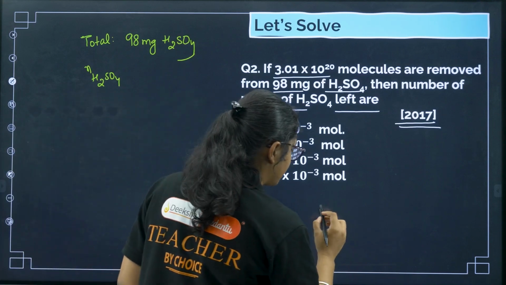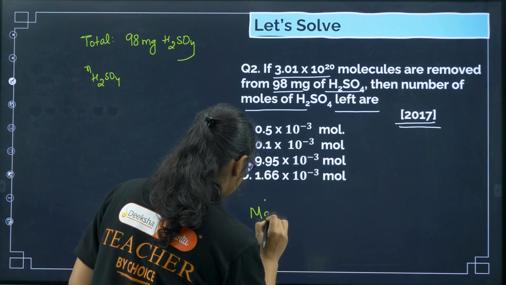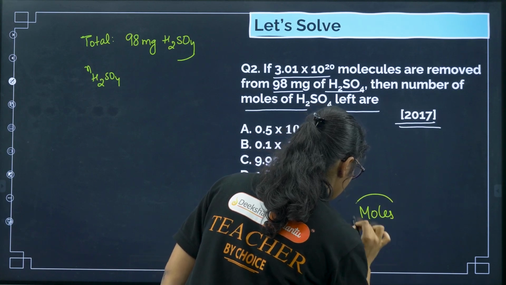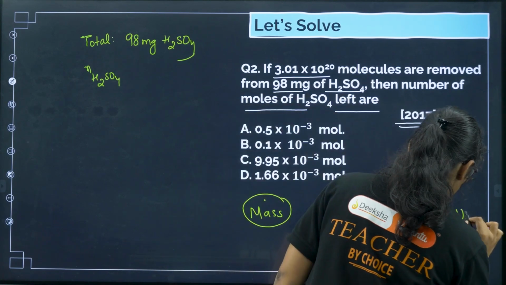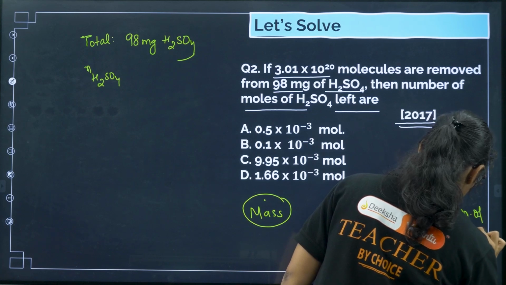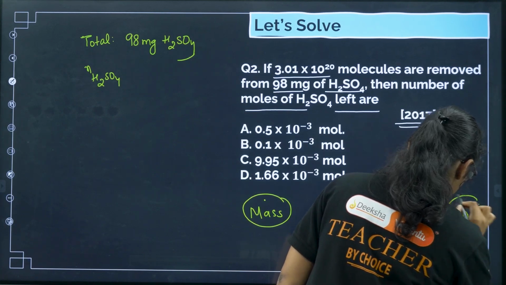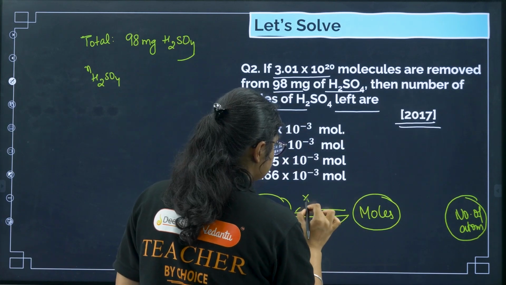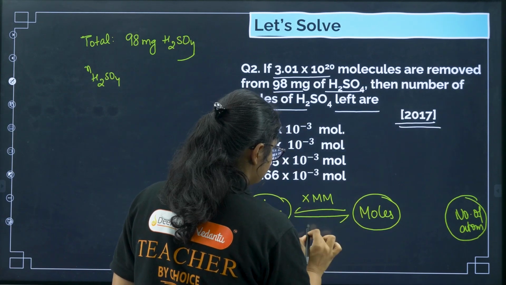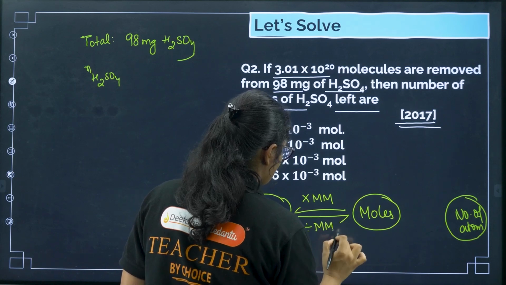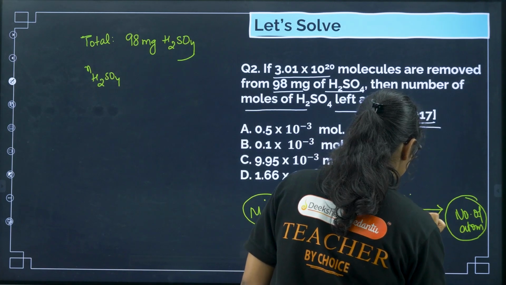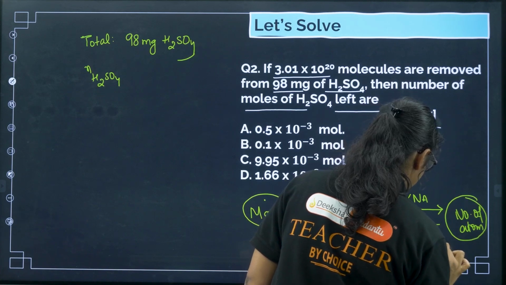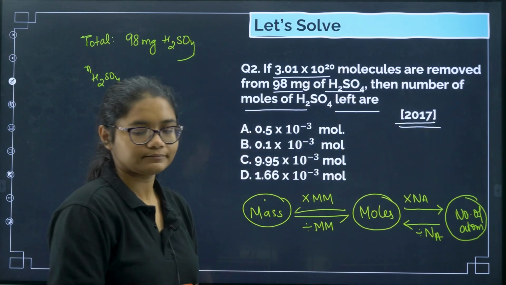If you remember the table, I have mass here, I have moles here, and I have number of particles here, and I'm just writing number of atoms. Then moles to mass, multiply by molecular mass; mass to moles, divide by molecular mass; moles to number of particles, multiply by Avogadro number; and number of particles to moles, divide by Avogadro number. Clear?